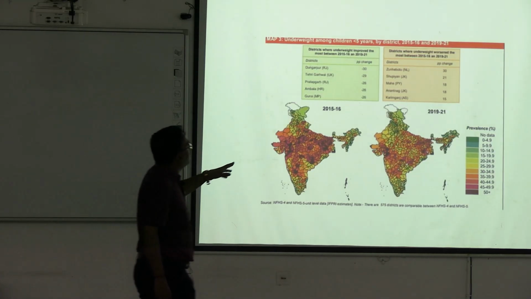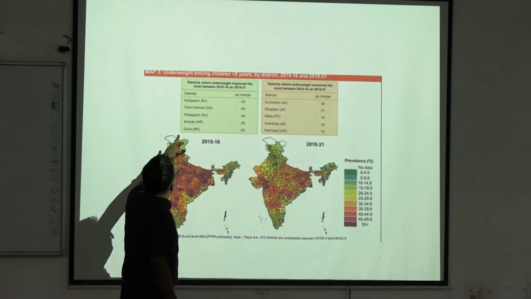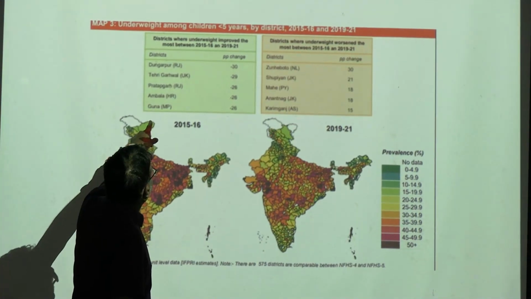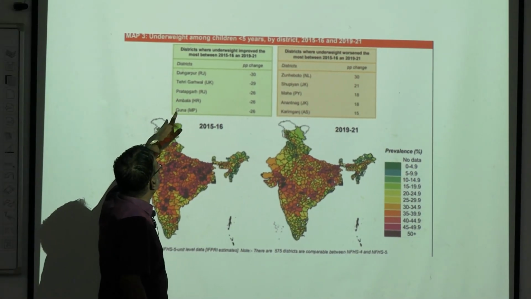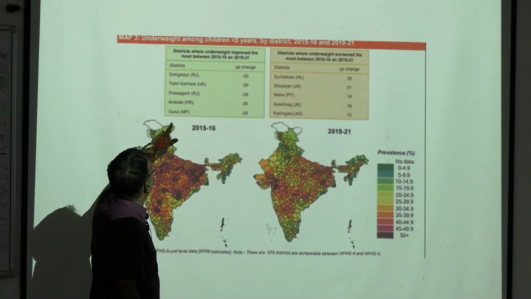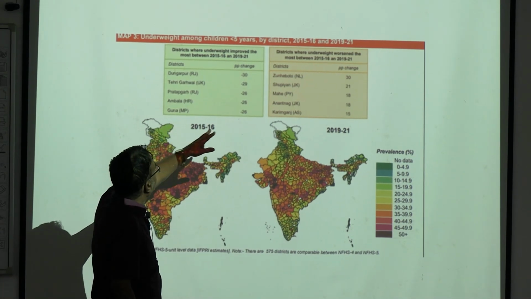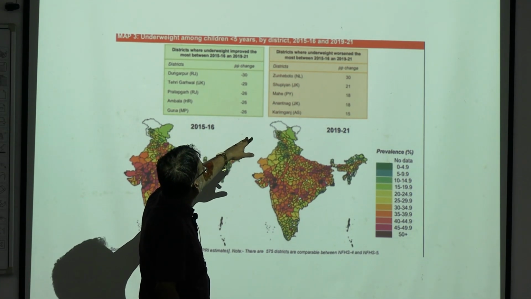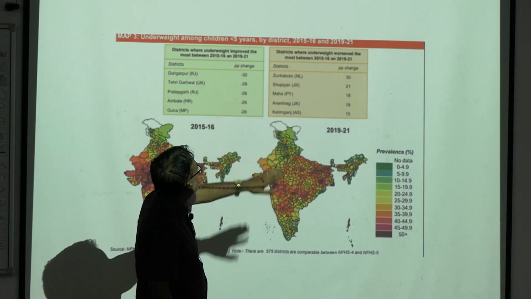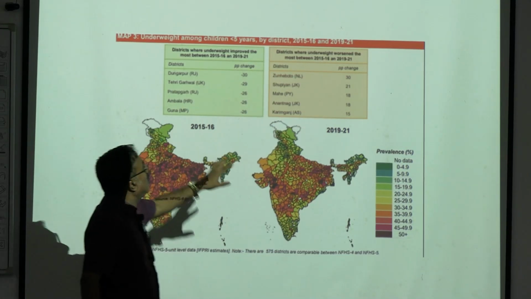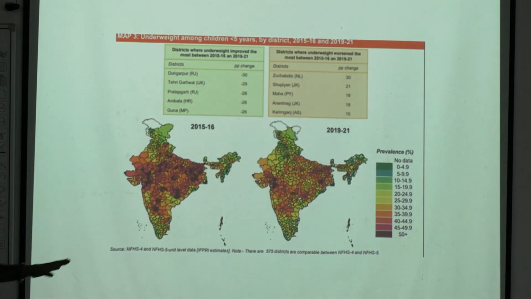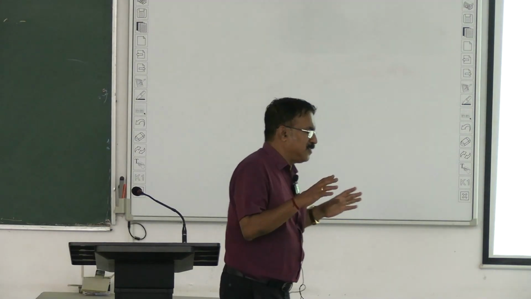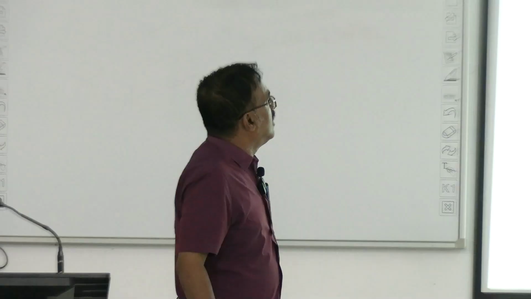So again, underweight among children, 2015: Dungarpur in Rajasthan, Tehri Garhwal in Uttarakhand, Pratapgarh in Rajasthan, Ambala and Guna. These all improved. Nagaland, Zunheboto, Shopian in Jammu and Kashmir, Mahe, Anantnag, Karimganj have again worsened. This is for underweight, mind you. Okay, not stunting, not wasting for it.